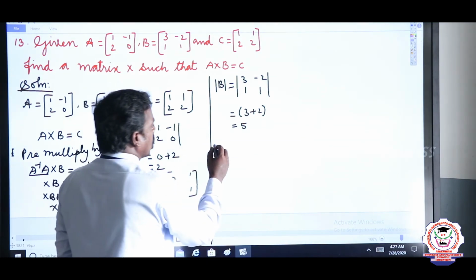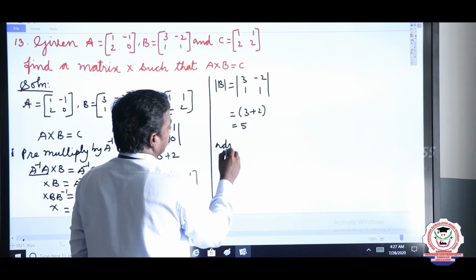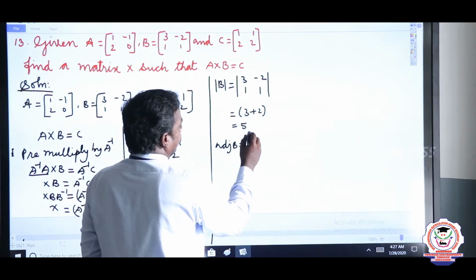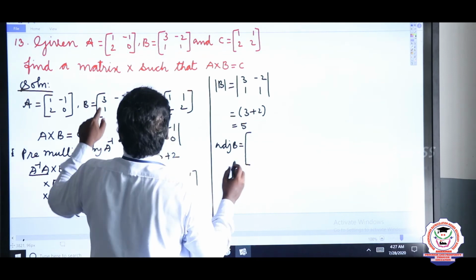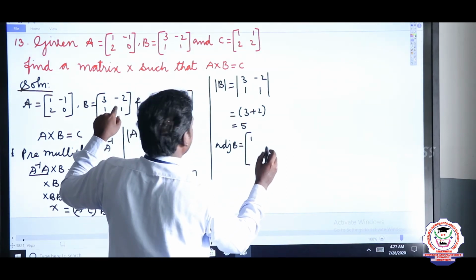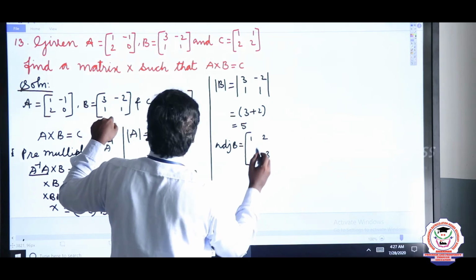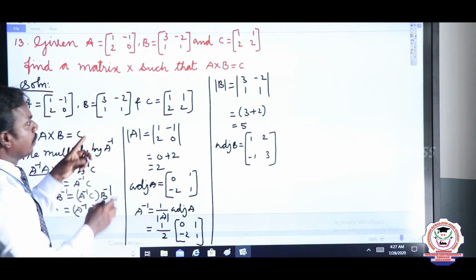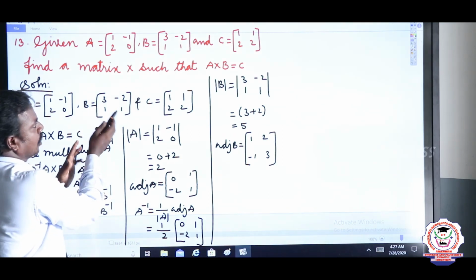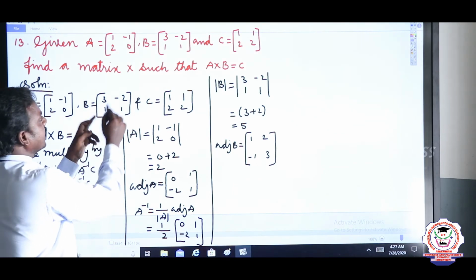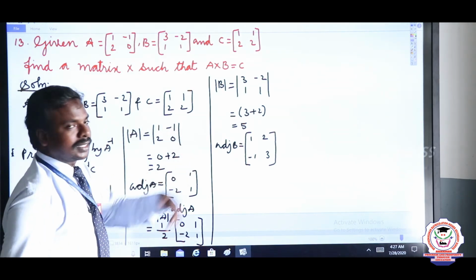The next step, adjoint of B. Adjoint of B is equal to, very simple, change the leading diagonal values, that is 1, 3. Then change the sign of the other diagonal, plus 2, minus 1. Do you understand? From the B matrix, very simple. Change the leading diagonal values, 3, 1 becomes 1, 3, and change the sign of the other diagonal. That is adjoint of B.